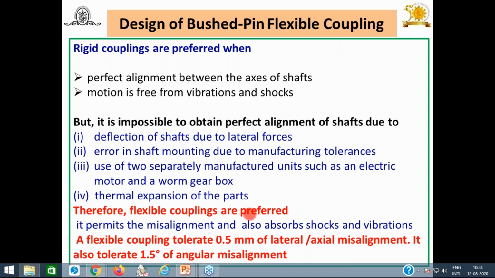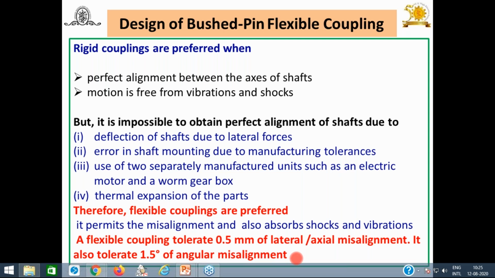Another important thing, this flexible coupling permits some misalignment and absorbs shocks and vibration. And how much misalignment is this coupling going to tolerate? You know very well, 0.5 mm of lateral misalignment and 0.5 mm of axial misalignment. Lateral and axial misalignment is permitted in case of flexible coupling. And it also tolerates 1.5 degree of angular misalignment.